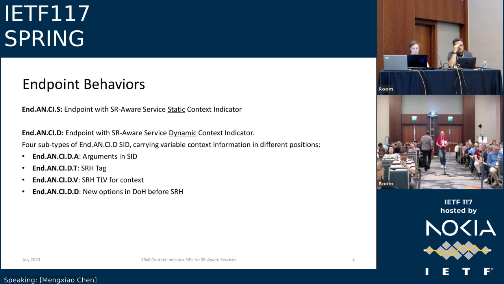New endpoint behaviors are defined in the draft. They are variants of End.AN. CI.S stands for static context indicator. CI.D stands for dynamic context indicator. Based on the different positions where the variable context information is carried, there are four subtypes: A for arguments in seed, T for SRH tag, V for SRH TLV, and D for DOH option.